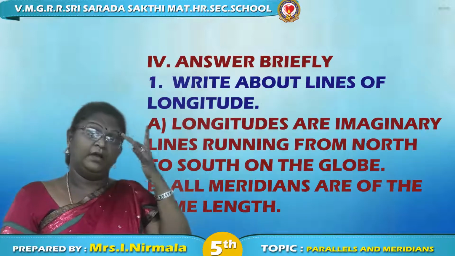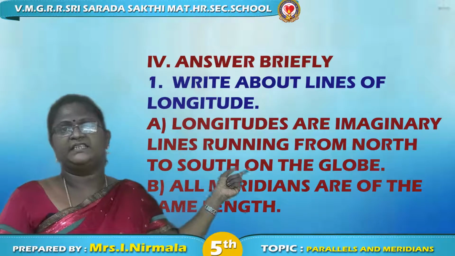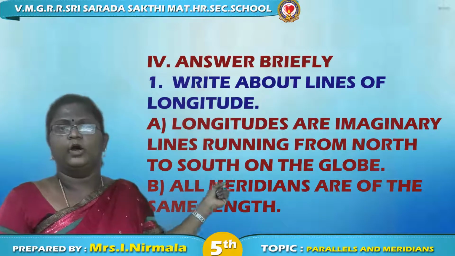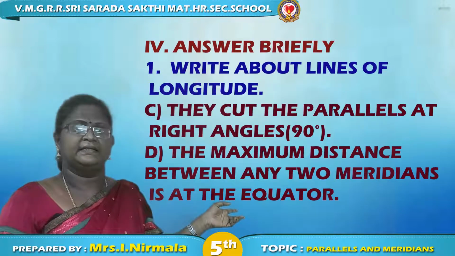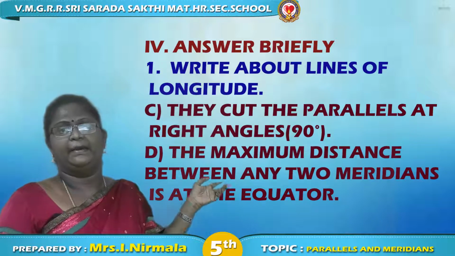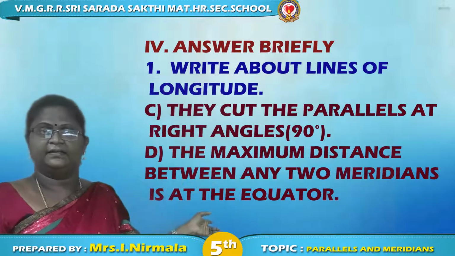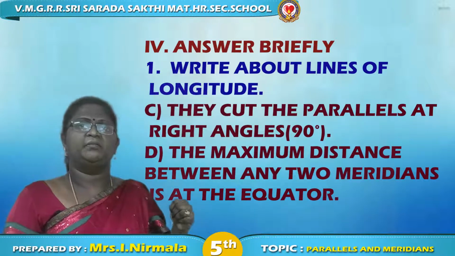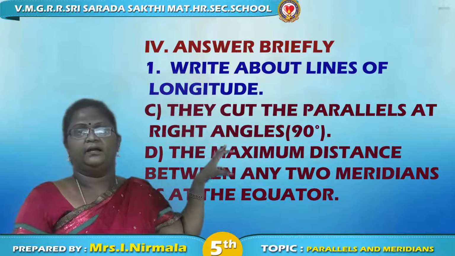The next topic is answer briefly. Write about lines of longitude. Longitudes are imaginary lines running from north to south on the globe. All meridians are of the same length. They cut the parallels at right angles, 90 degrees. Fourth point: the maximum distance between two meridians is at the equator.